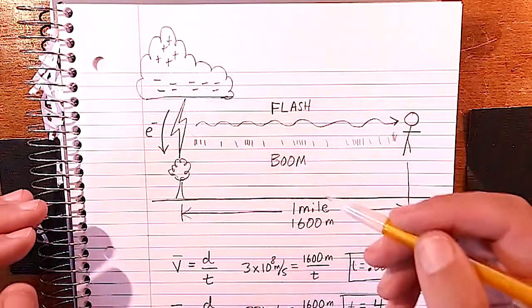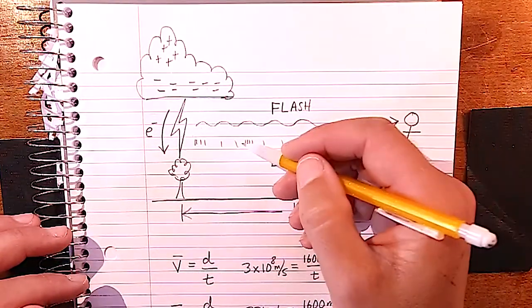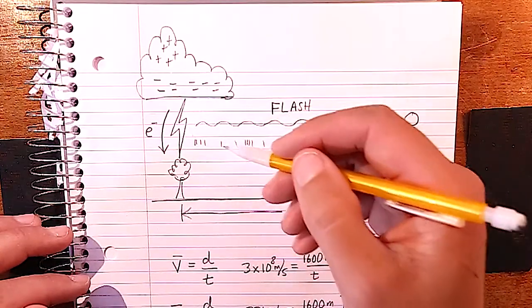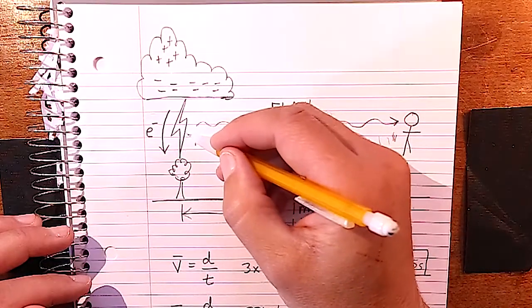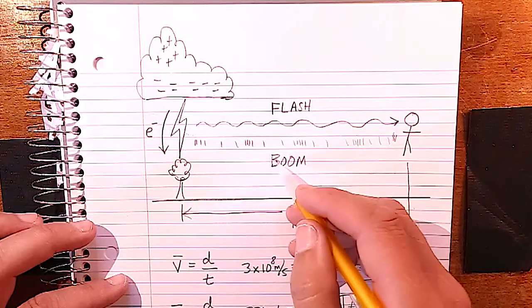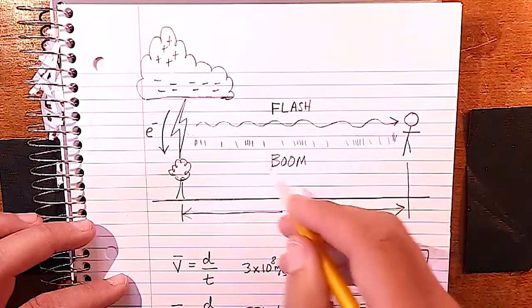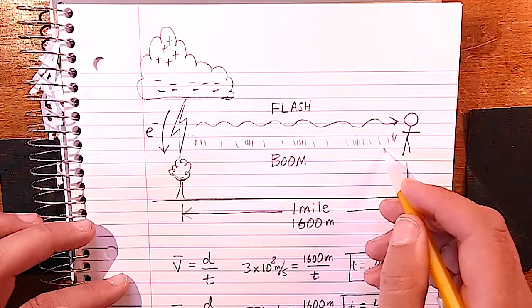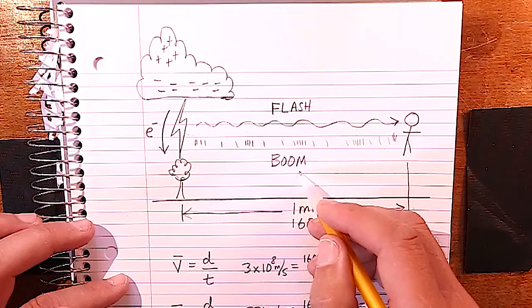So we get two phenomena. We get a flash and we get a boom. The lightning, what we see, and the thunder, what we hear, are one phenomenon that happen at the same time. But light travels much faster than sound. Therefore, the light will get to you before the sound does. And that's why you see the lightning first, then hear the thunder second.